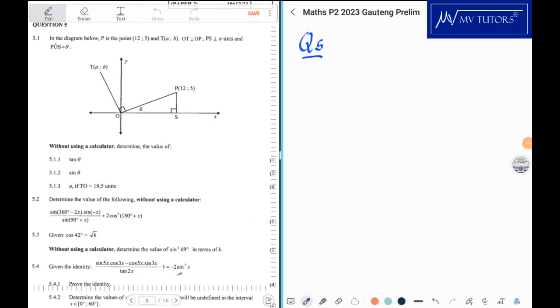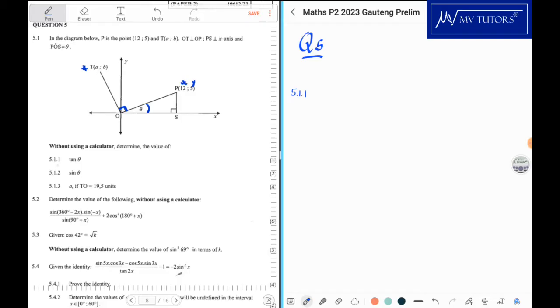5. In the diagram below, P is the point 12, 5, of our x and y coordinate. And T is AB. Okay, so there it is. OT is perpendicular to OP. We can see that with the 90 degree there. And PS is perpendicular to the x-axis. And POS, so angle O, is theta. Now, without using a calculator, determine the value of tan theta.